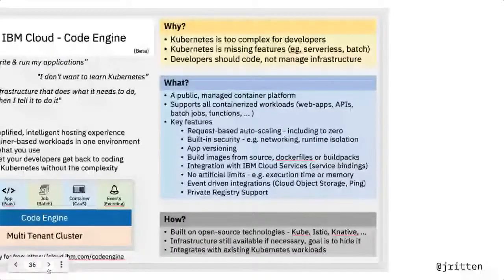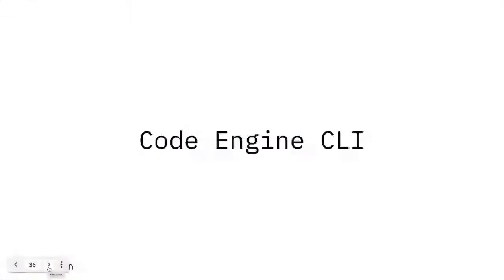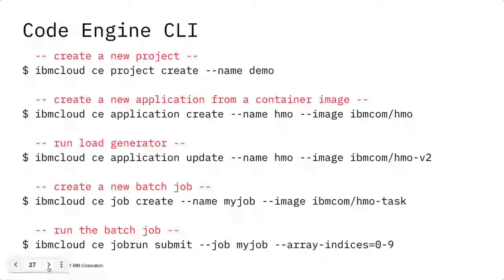So I have some examples here. I have some cool stuff in the slides if you want to check it out. For instance, in 5 commands, you can create a new Code Engine project, create an application from a container image. You can run a load generator against your application, which we have in our workshop. You can create a batch job, and you can run a batch job. So really quick and easy to get up and running.